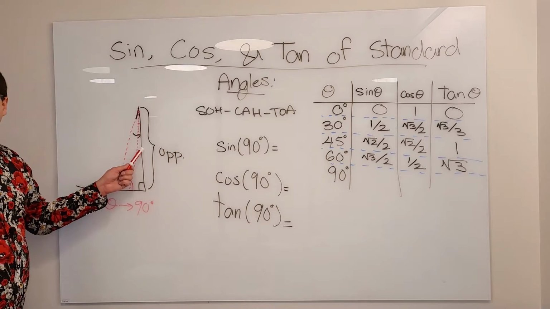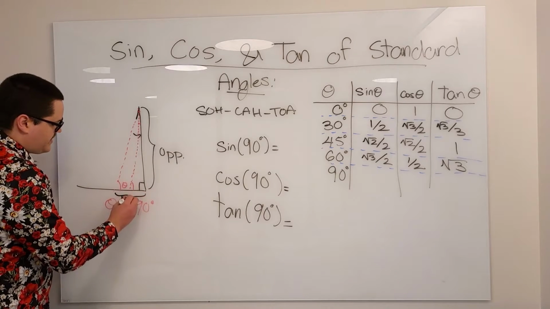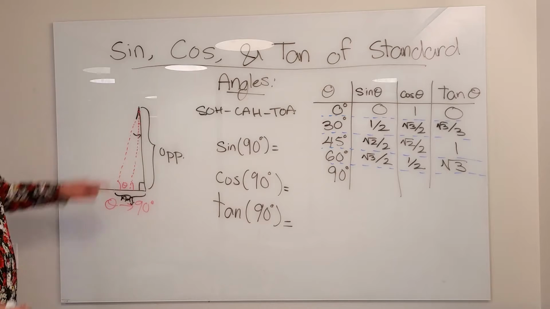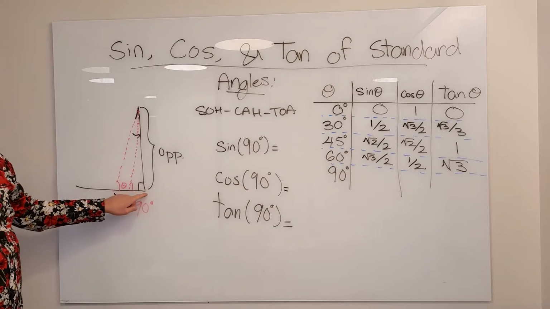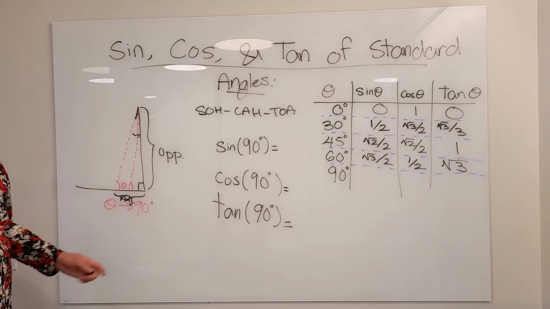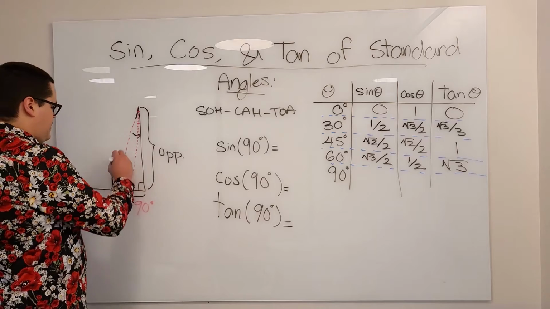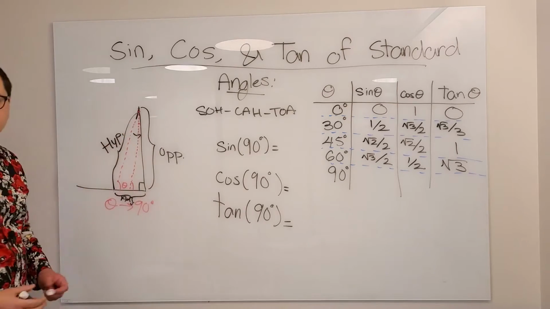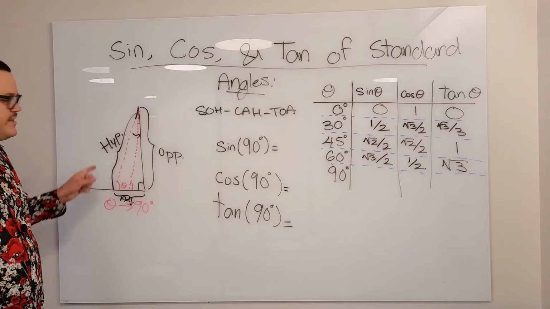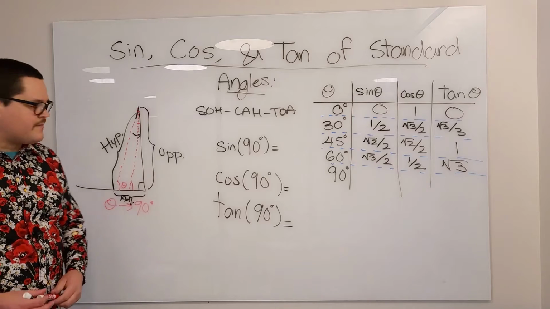The opposite is this side here. The adjacent is the side determined by where the laser light hits the ground and this corner here. And the hypotenuse, as it was before, is the length of the laser line. Okay. So here it's the hypotenuse and the adjacent that are varying and the opposite that's staying the same.